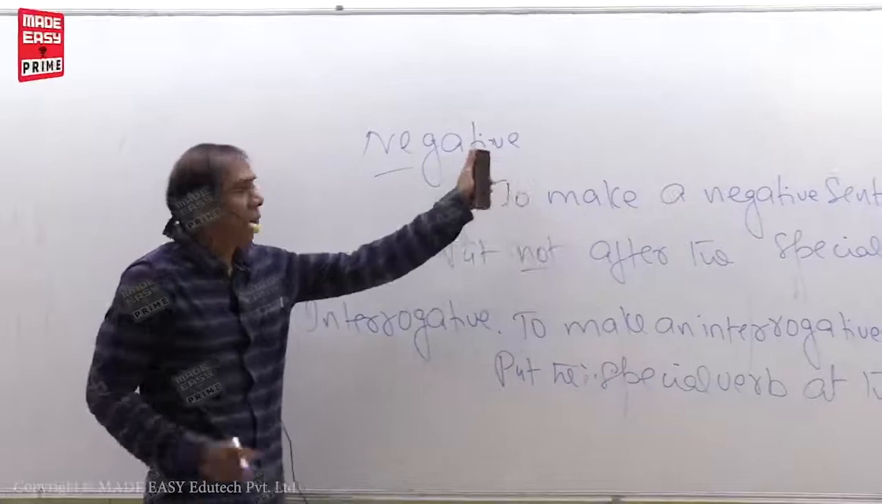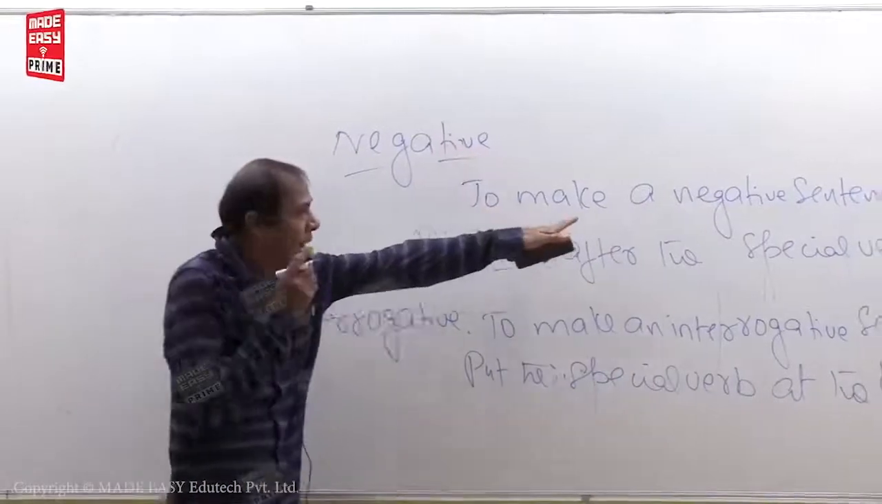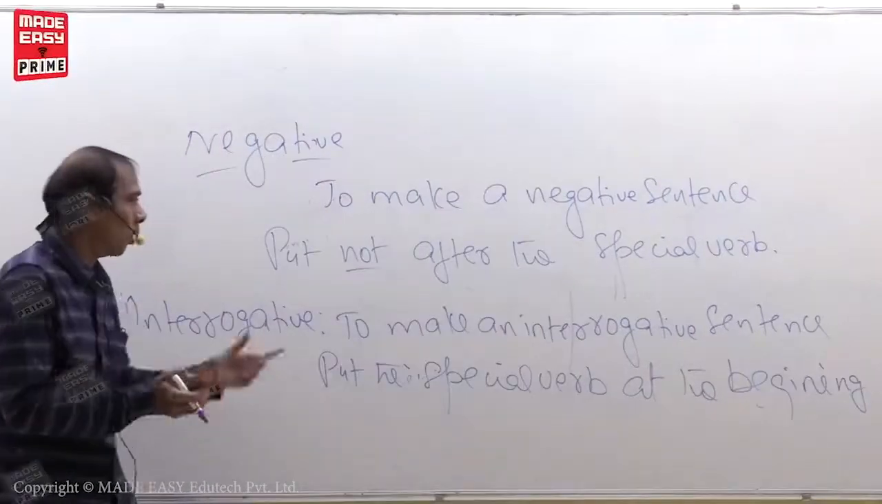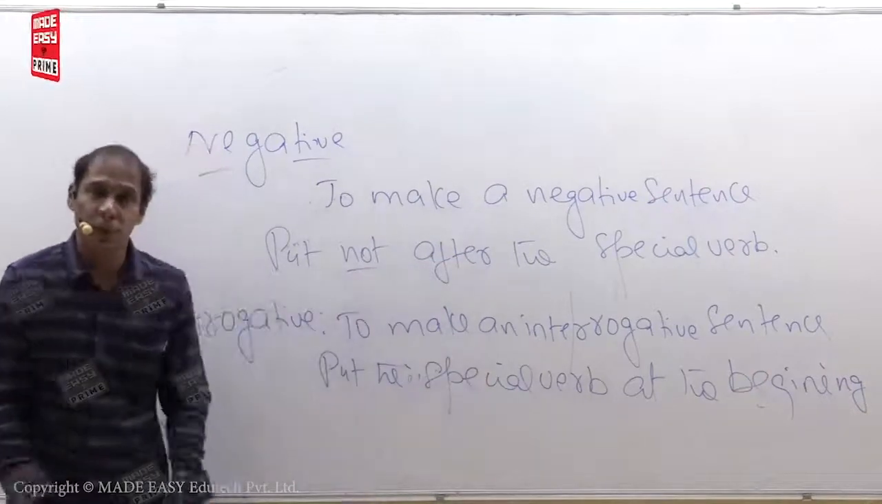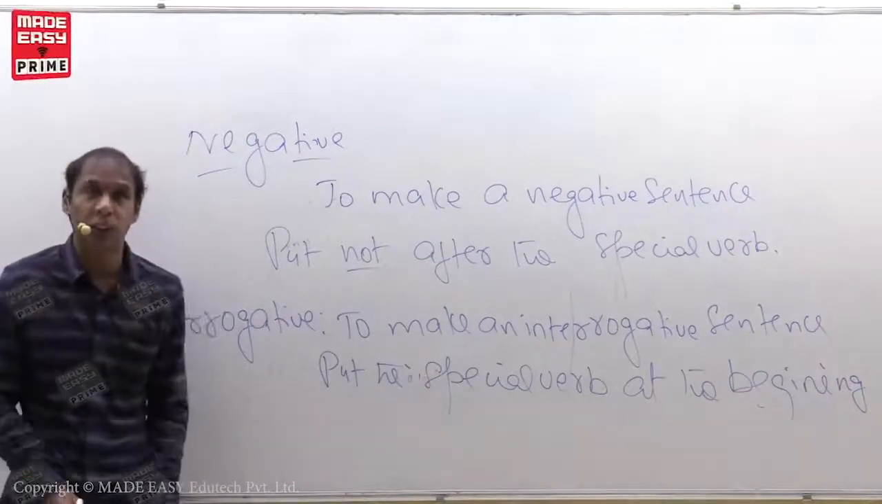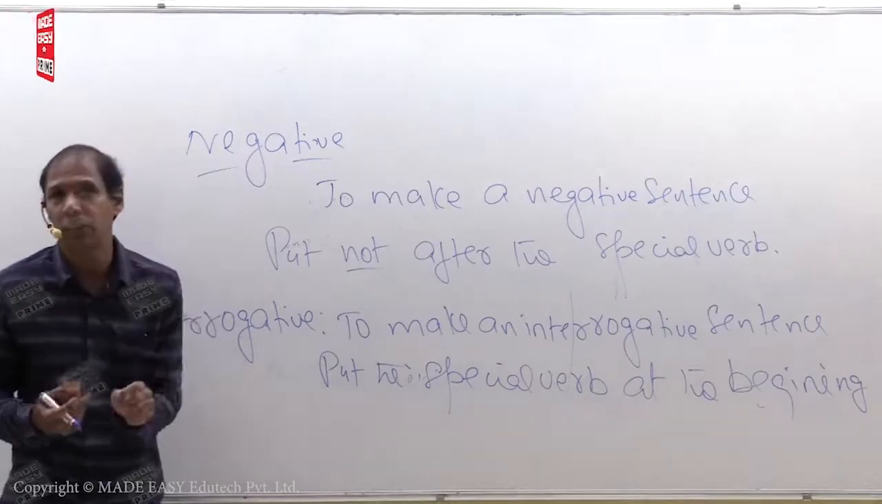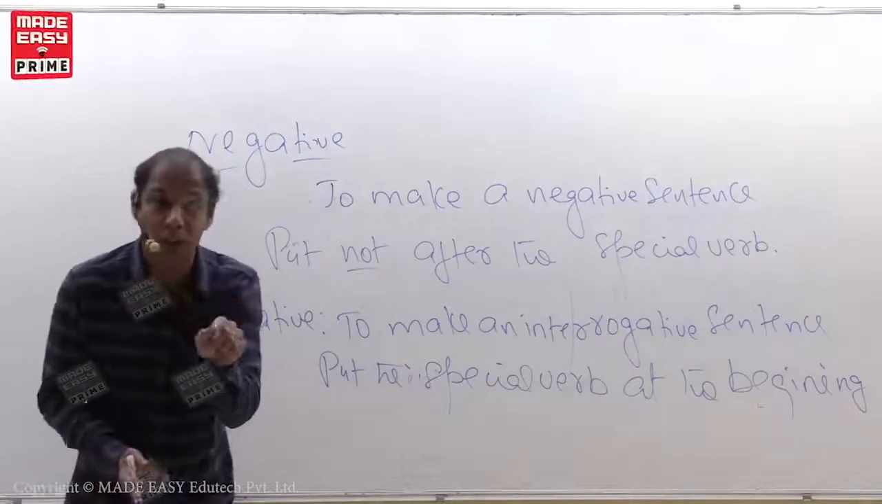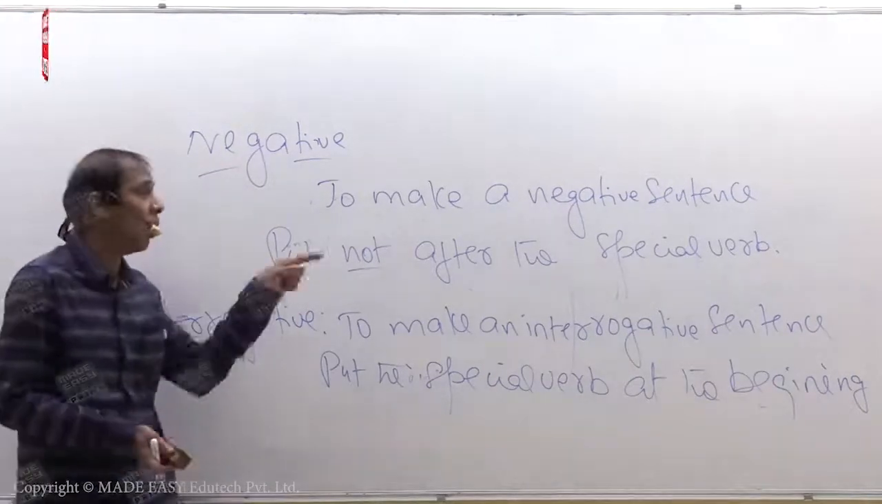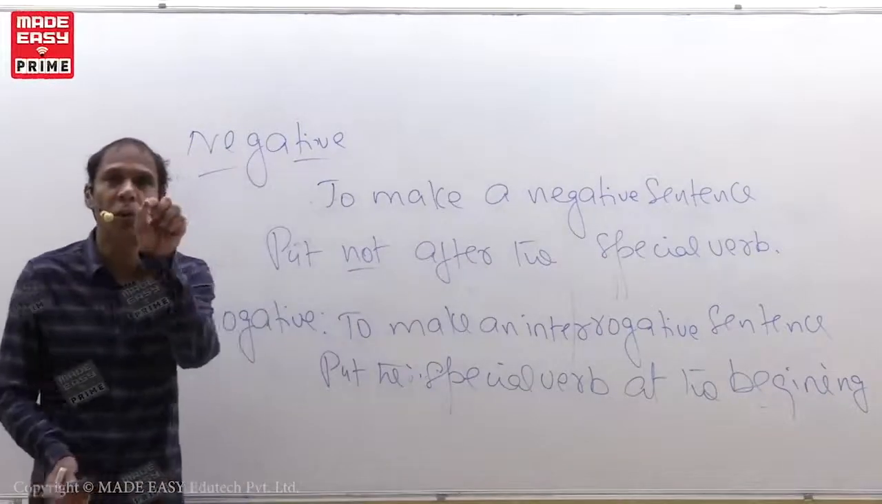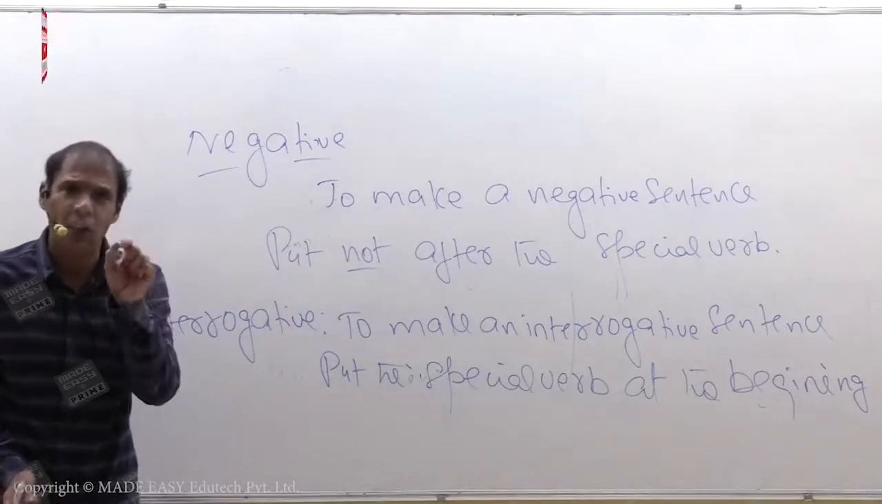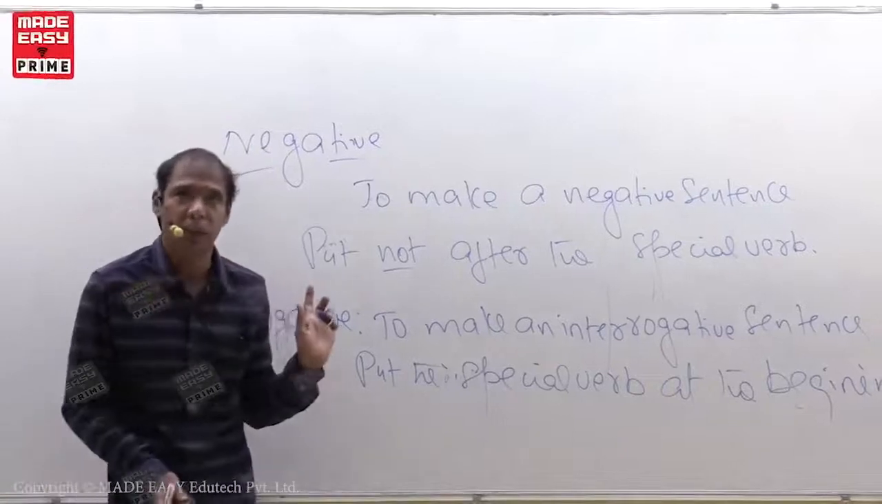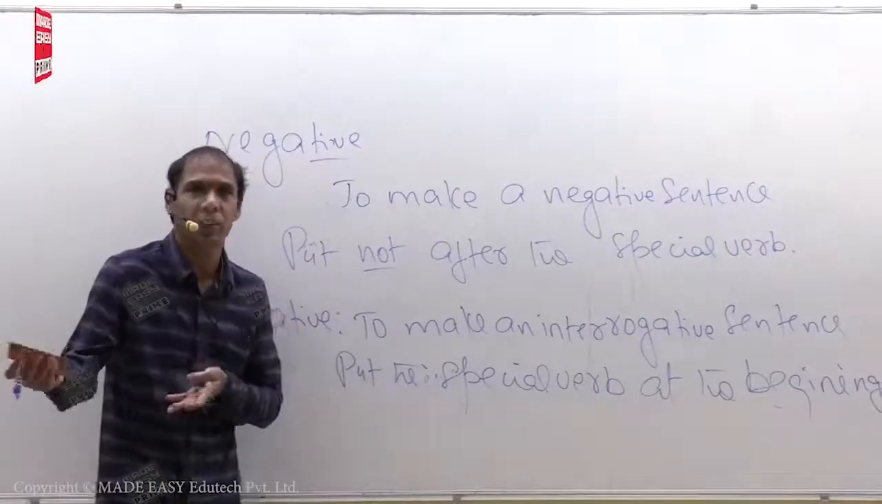Look, negative. To make a negative sentence, put not after the special verb. If you want to make a negative sentence, what do you have to do? We have to put not. Where do you have to put not in English? After the special verb. Not always will it come after the special verb. Right? Some exceptions are there, we'll see later.